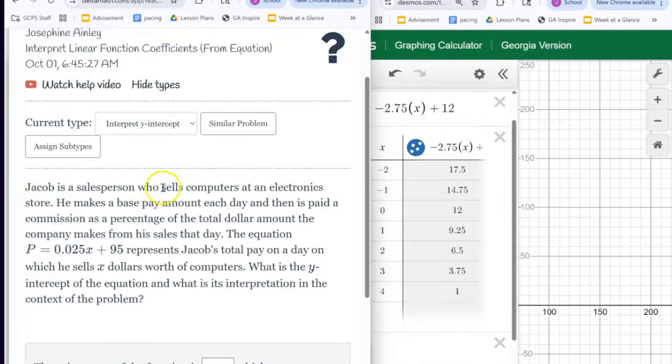Jacob is a salesman who sells computers at an electronics store. He makes a base pay amount each day and then is paid a commission as a percentage of the total dollar amount the company makes from his sales that day. The equation represents Jacob's total pay on the day on which he sells X dollars worth of computers. So X means dollars worth of computers. What is the y-intercept of the equation, and what is the interpretation of it in the context of the problem?